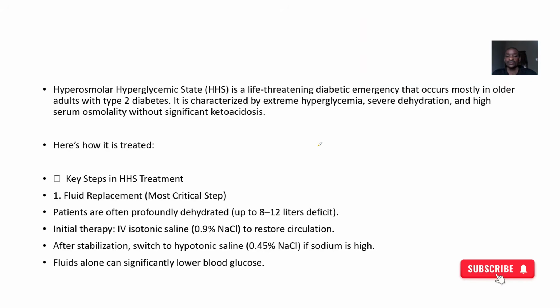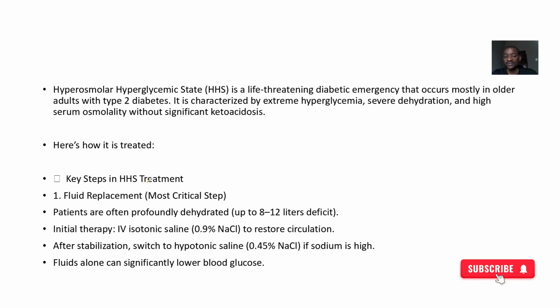Okay, so first of all, hyperosmolar, trying to define it, you should know that it's a life-threatening diabetic emergency. It occurs mostly in older adults that have type 2 diabetes. So it's characterized by what? Glucose levels are rising so high, it's extreme, and the patient is dehydrated so much, right? And high serum osmolality, okay, but there's no significant ketoacidosis. Why? Because for ketoacidosis to come in, there's absolutely no insulin. That's type 1. But for type 2, at least there's some amount of insulin that is being produced.